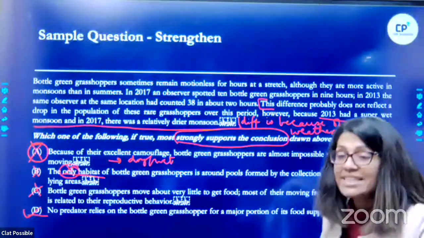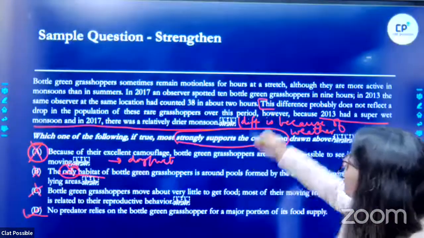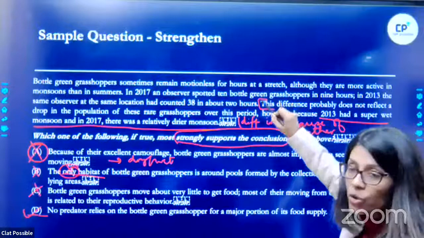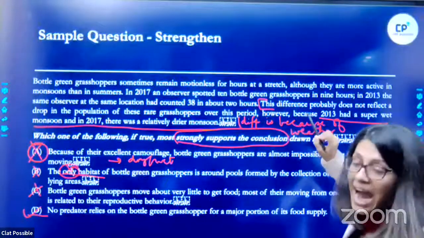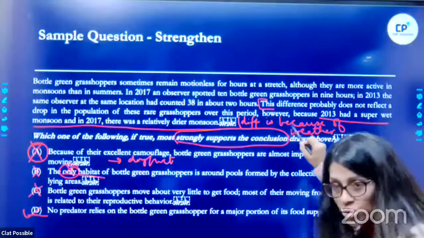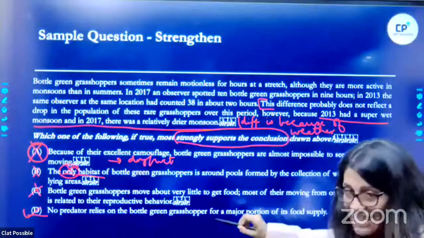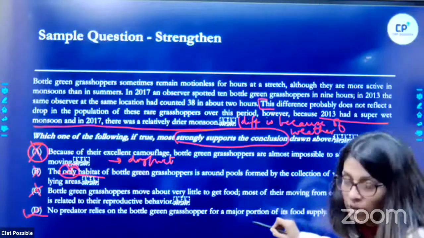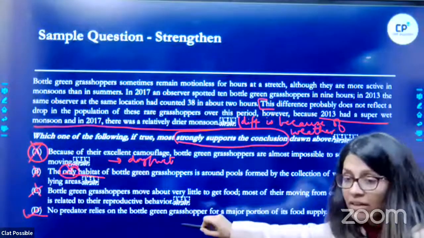Shruti Gupta, D is the answer because the author feels that this difference in number is due to dry and wet monsoons. I have to say yes, this difference in number is due to dry and wet monsoons. D is helping that reason by saying no other reason could have done it. What other reason is D eliminating?